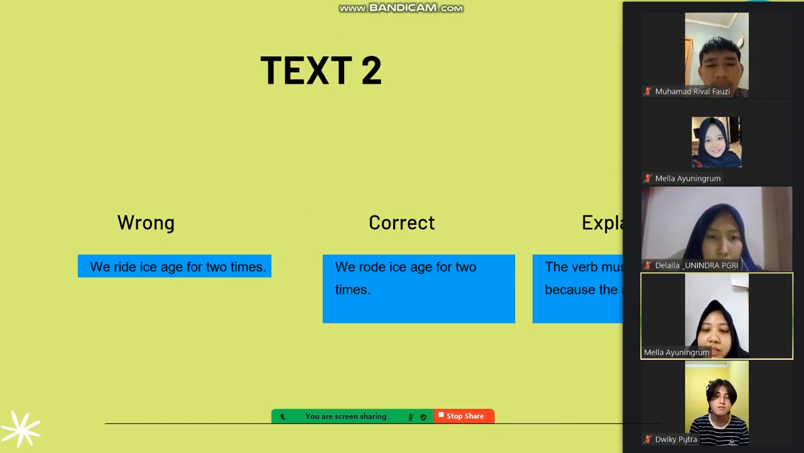We ride Ice Age two times. That is a wrong sentence. The correct is: we rode Ice Age two times. The explanation is: the verb must be verb 2 because the sentence shows past tense.